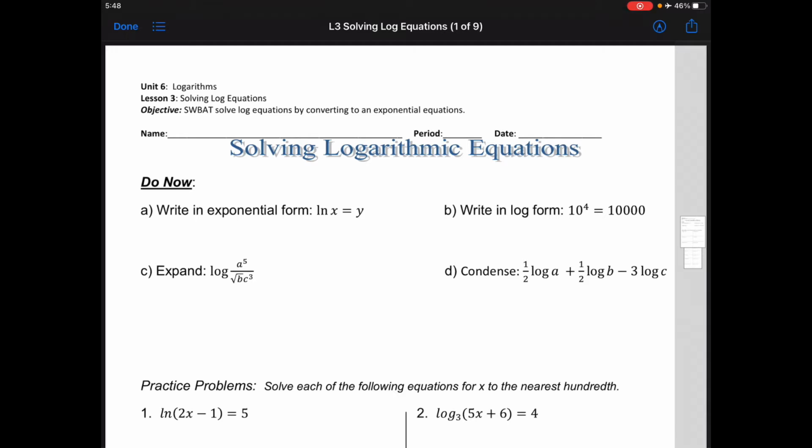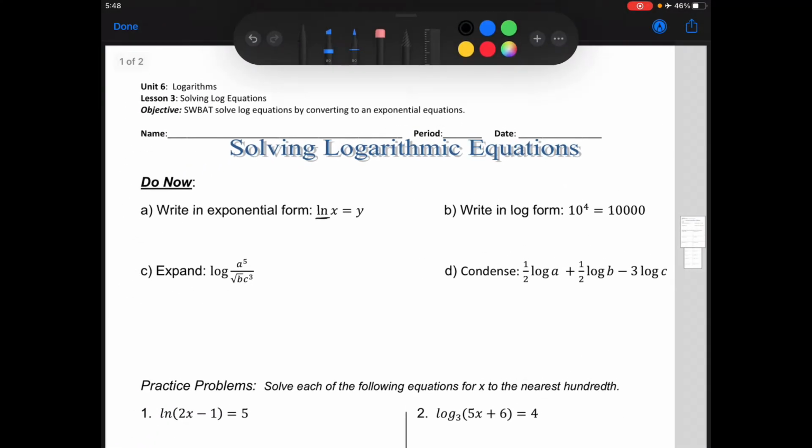So the do now, part A, says write in exponential form. Anytime you're writing in exponential form, I always say circle the base, run the race. So what's your base here? Natural log means log base e. So I'm going to rewrite it if anyone's confused. Natural log is log base e of x. It's the same thing. So circle the base. Your base is e, to the y equals x. So this is going to be e to the y equals x.